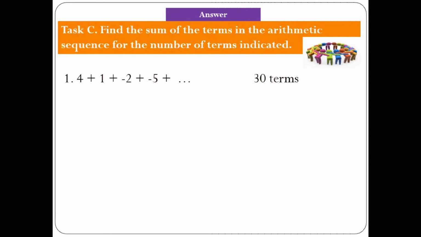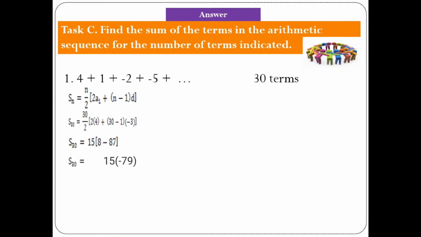Time to check your answer. Since the last term is not given, we will use the formula S of n is equal to n over 2 times the quantity of twice the first term plus the quantity of n minus 1 times the common difference, where n is 30, first term is 4, and the common difference is negative 3. By substitution, we have 30 over 2 times the quantity of 2 times 4 plus 30 minus 1 times negative 3. 30 over 2 is 15, 2 times 4 is 8, and 29 times negative 3 is negative 87.